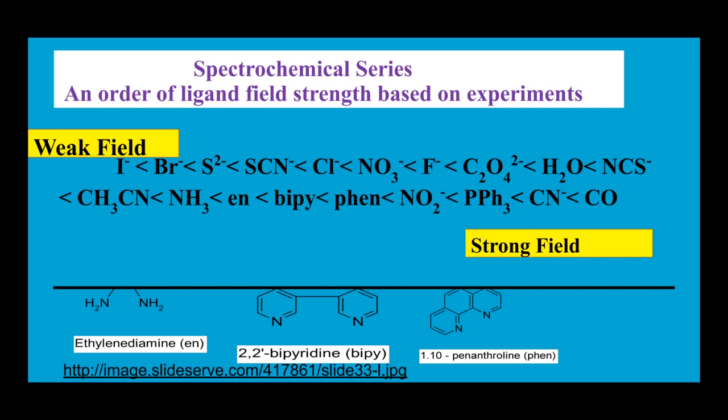Here in this series, the weak field ligands start from iodide to bromide to sulfide and goes on. The strength of ligands keeps on increasing from iodide to carbonyl. Carbonyl is the strongest ligand in this spectrochemical series. In this series, en stands for ethylenediamine, and next is bipyridine, then phenanthroline.